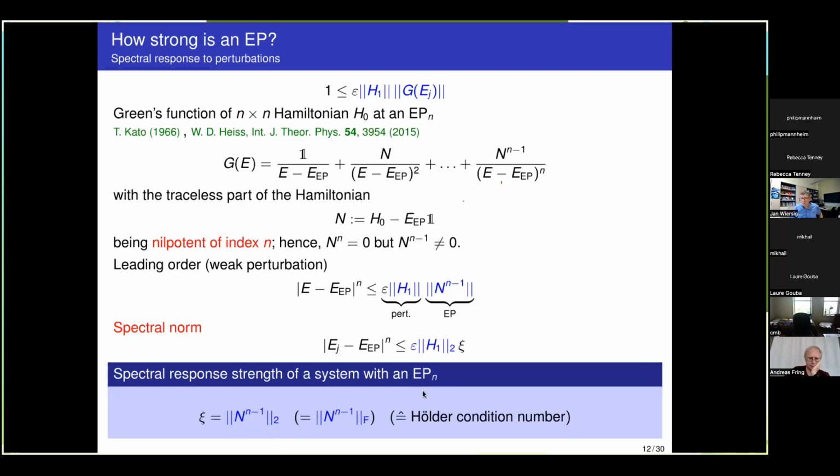Let me also mention that in the mathematical literature, a concept like this already exists. It's called the Hölder condition number. I would say that in principle it's the same. Here, my derivation is simpler and more for physicists maybe, because what is good is that the Green's function is needed also in other places, so it's very good to do everything with the Green's function.